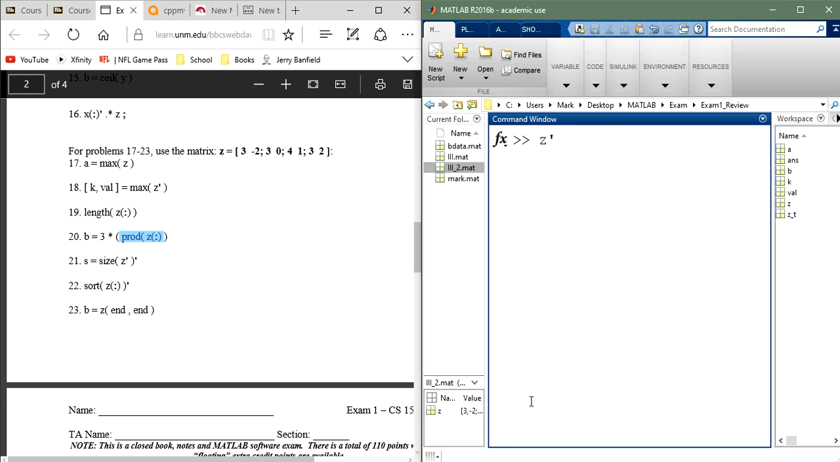Z prime was 3, 3, 4, 3 as my first row and negative 2, 0, 1, 2 as my second row. I have that written down on my sheet of paper. If you guys did not do that, it's imperative that you do. However, let me prove it to you here.